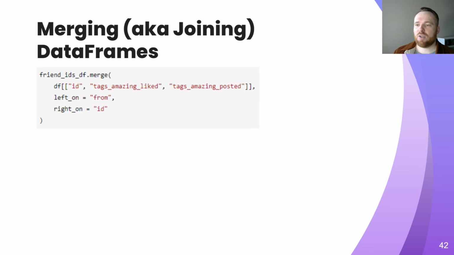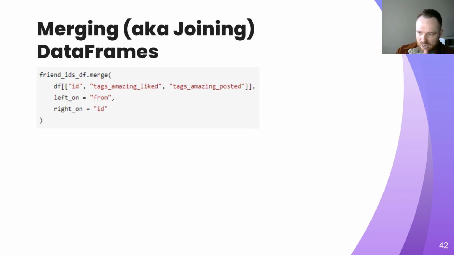So let's have a look at an example of merging a data frame. Over here, I've got my friends' IDs, that's the mapping that I had, all right? And what I'm going to do is bring in my original data frame, okay? And I'm only going to bring in the ID, the tags amazing liked, and the tags amazing posted columns, right?